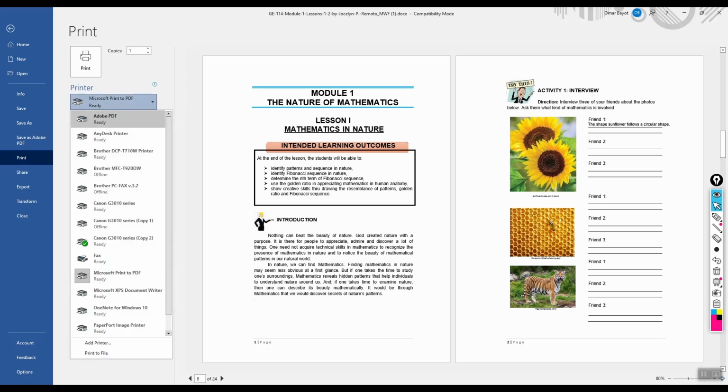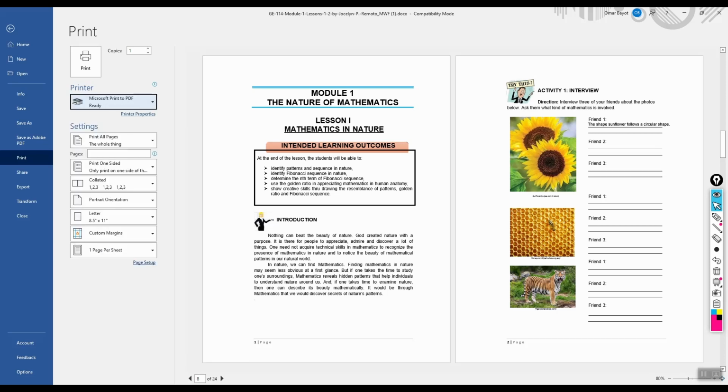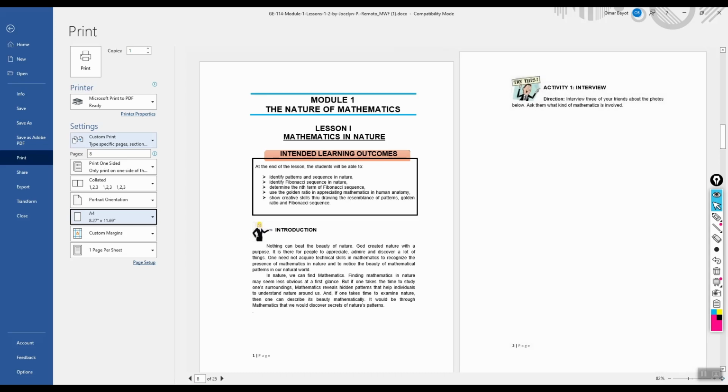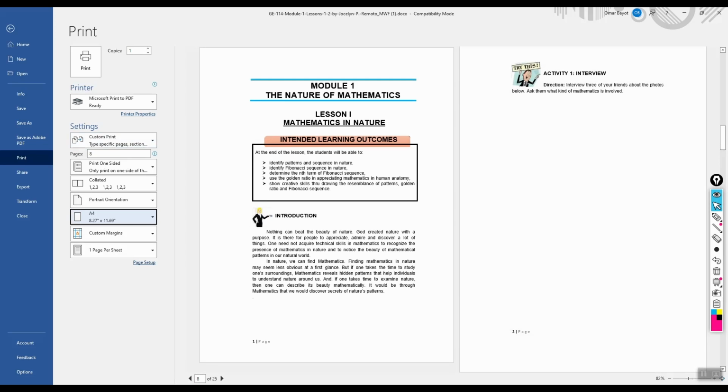I have two options here. I can use Adobe PDF. I can also use Microsoft Print to PDF. And what particular page you're going to convert to PDF again as your submitted activity, I'll put it page 8. Okay. And then make sure it should be on A4 format. Okay, so page 8.